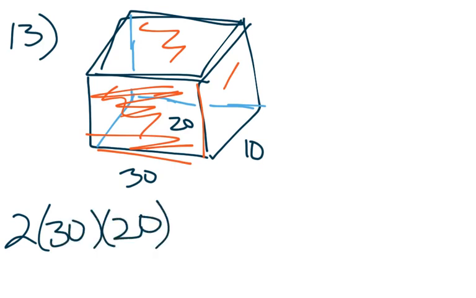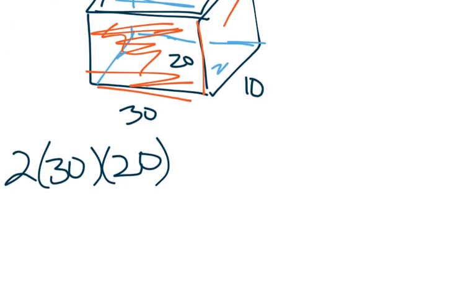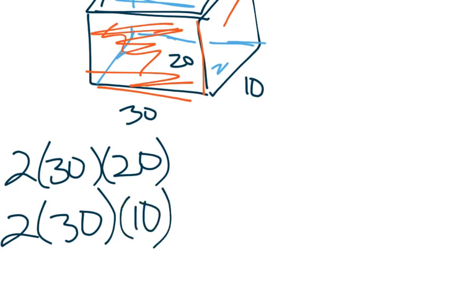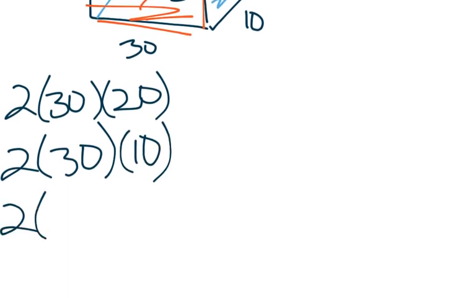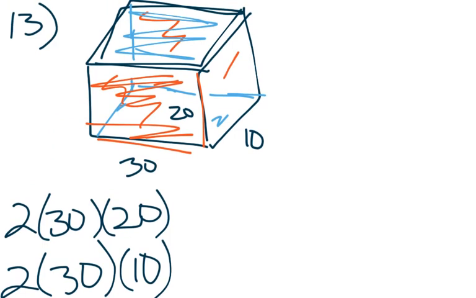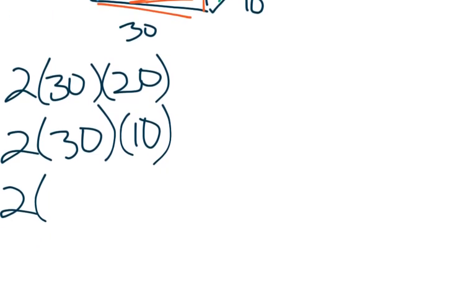Okay, then we want to find the area of the top and the bottom. So it has a length of 30 and a height of 10. And then we want to find the area of the sides. So there's one side here on the right and one side here on the left, and the dimensions are 20 by 10, so we're going to say 2 times 20 times 10.